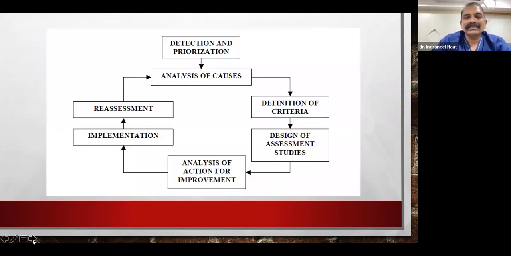So this diagrammatic thing says the same thing, the monitoring system. You have to detect and prioritize, analyze the causes, then define the criteria by which you want to do so. Design of assessment studies and analysis of action for improvement. Implement, reassess. If your desired outcomes are still not there, you again analyze what has gone wrong and then carry on that.